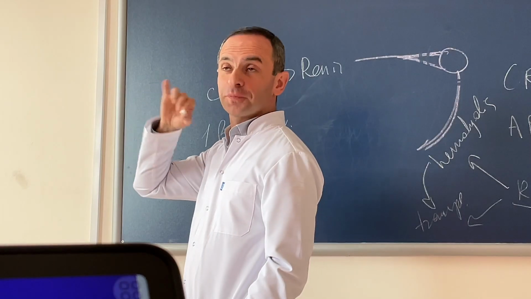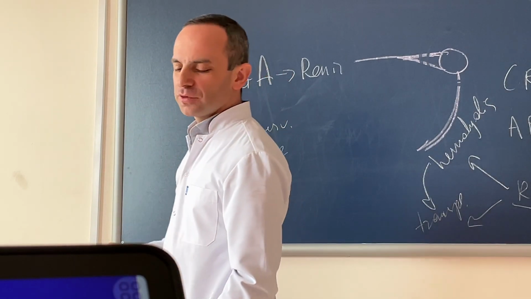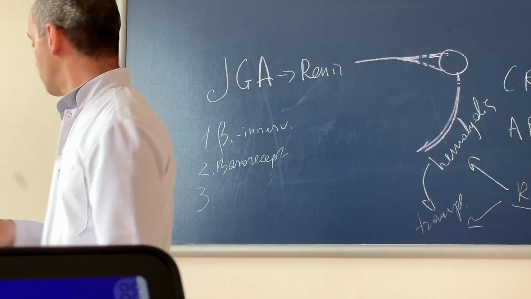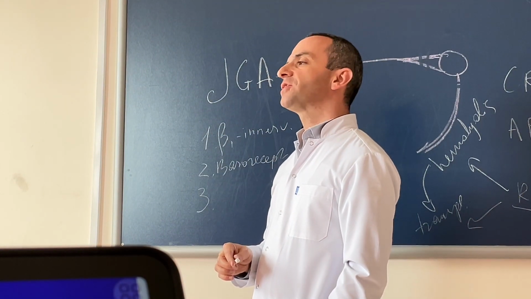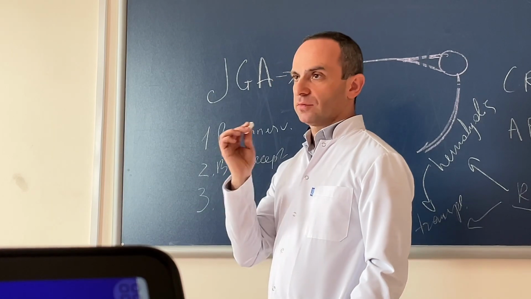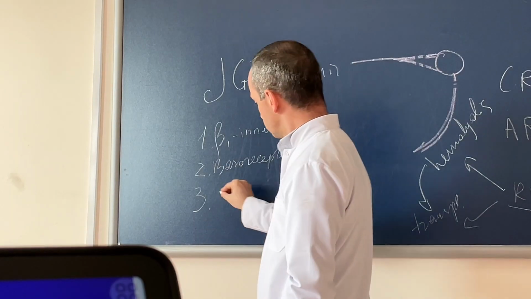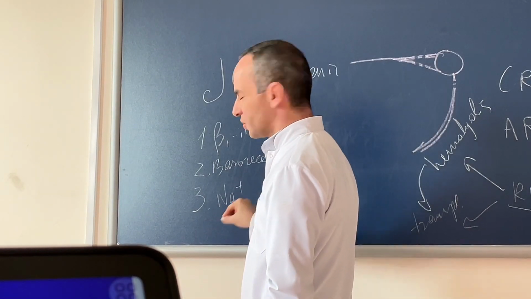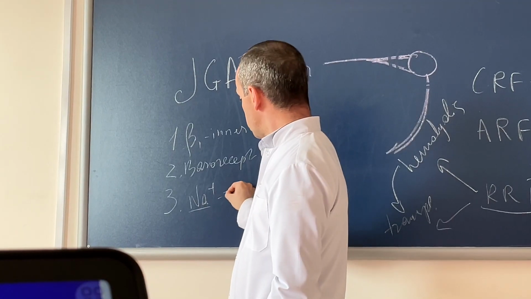Baroreceptors in the kidney, not only in the carotid arteries or the arc of the aorta. And third, it is sensing some electrolytes, especially sodium level. When the lecture is written, for example, potassium chloride and so on, sodium level. Sodium receptors, yes.